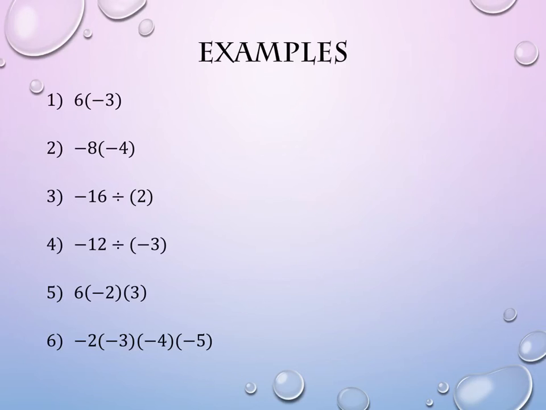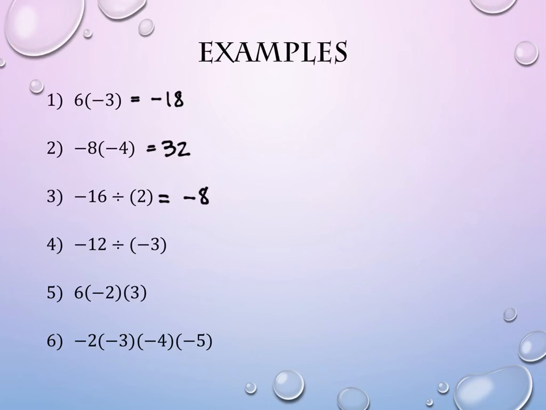What do you have on number 1? Negative 18, very good. It's a negative because I have one positive and one negative. How about number 2? 32, and I have a positive this time, right? Because there's 2 negatives. All right, number 3, negative 16 divided by 2.